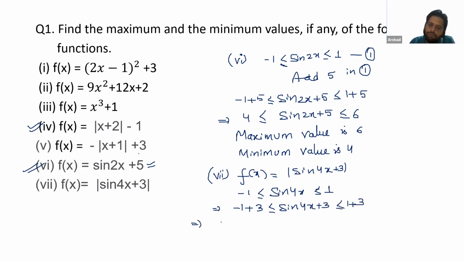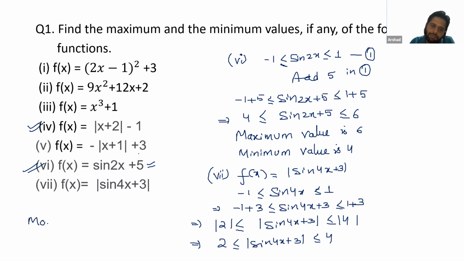So what will you get here? 2 less than or equal to sine 4x plus 3, and less than or equal to 4. Now what we need is a modulus, so take the modulus on all of these. The mod of 2 is 2, this remains as it is, sine 4x plus 3, less than or equal to 4. So I will write the answer here: the maximum is 4 and the minimum value is 2.